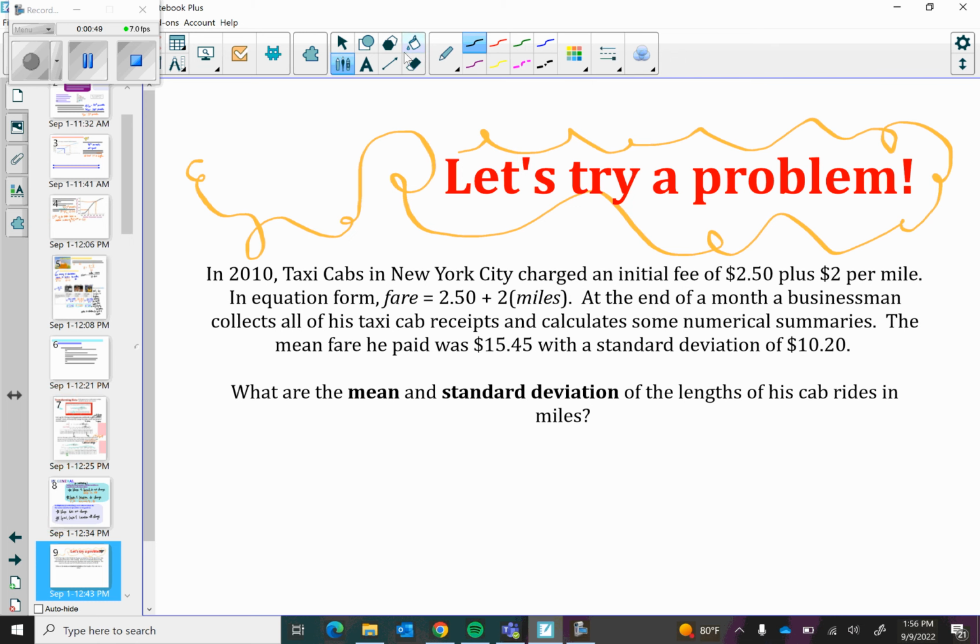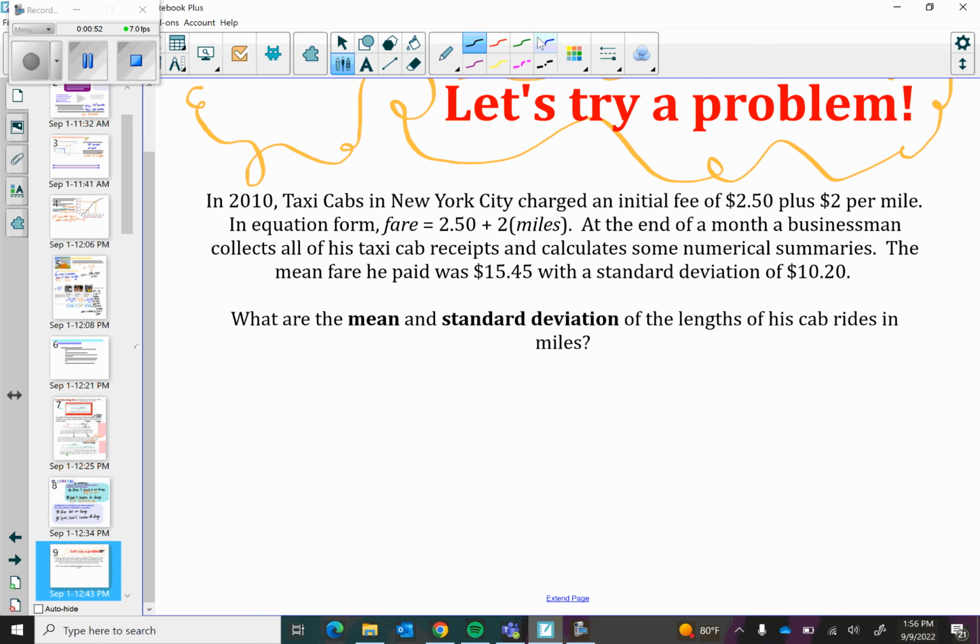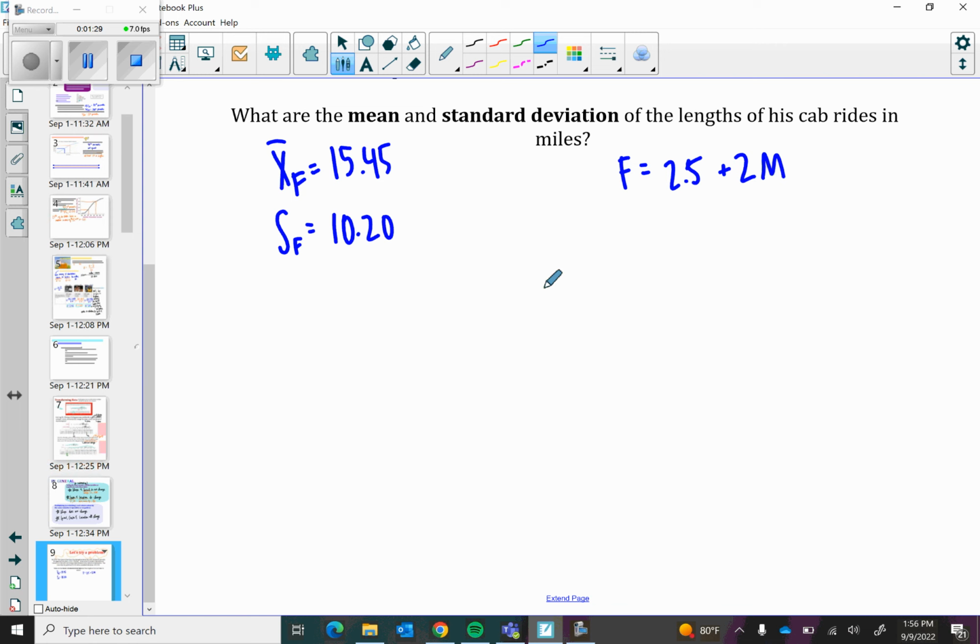Well, let's try. In 2010, taxicabs in New York City charged an initial fee of $2.50 plus $2 per mile. As an equation, that means the fare of the ride is equal to 2.5 plus 2 times the number of miles driven. At the end of the month, a businessman collects all of his taxicab receipts and calculates some numerical summaries. The mean fare he was paid, so the average fare, was $15.45, and the standard deviation of fares was $10.20. What are the mean and standard deviation of the lengths of his cab rides in miles?